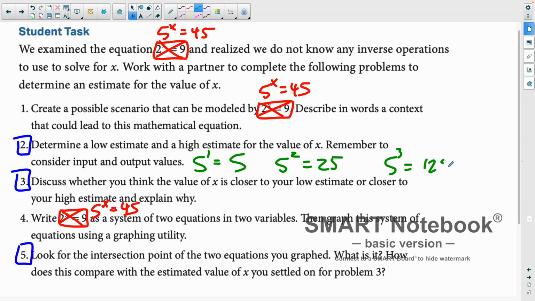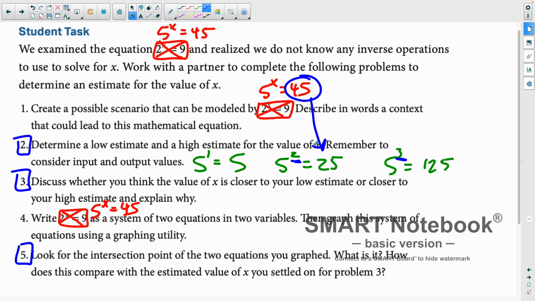Okay. Now that's far enough, because what am I trying to find? 45. Trying to find 45. Okay. So 2 was the low estimate. 3 was the higher estimate. Would it be closer to 2 or closer to 3? Closer to 2. All right. 45 is closer to 25 than it is to 125. Now, what would be your guess if you made a guess?